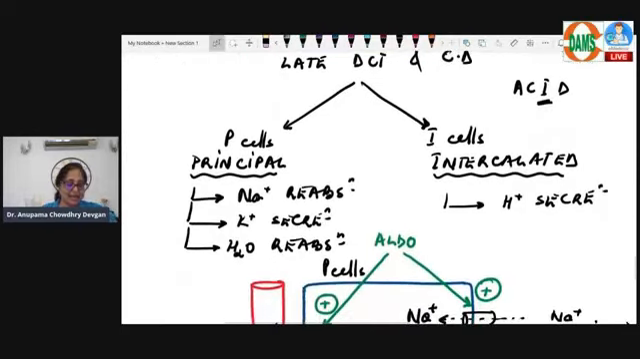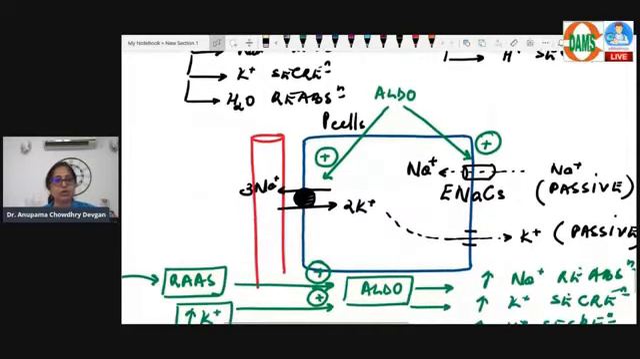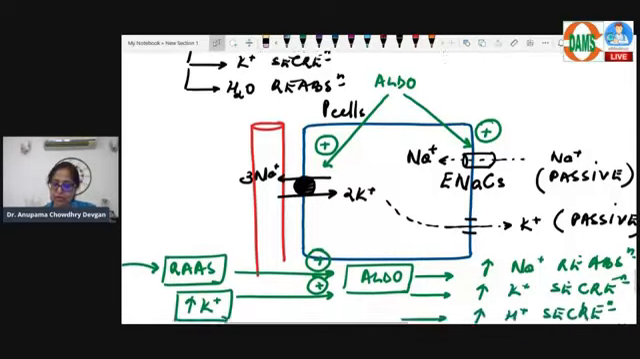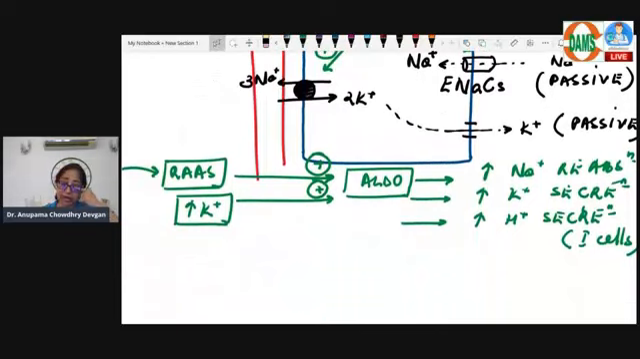Late DCT and the collecting duct. There are two types of cells, P cells and I cells. P cells are involved in sodium reabsorption, potassium secretion, and water reabsorption. Aldosterone increases the number and activity of sodium potassium pump on the basal side, and on the luminal side, you have epithelial sodium channels. Aldosterone, like I said, is under the control of the renin mechanism.